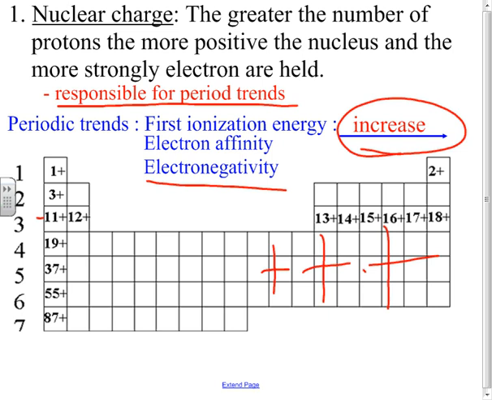Because of the greater positive charge, it makes it harder to remove the outermost electron, making the first ionization energy increase. It makes the electron drop more in energy level, and therefore that causes the electron affinity to increase, that greater negative change in energy, and elements are more likely to gain electrons when combining with other elements because of that increased positive pull on the nucleus. Note that the nuclear charge also increases down a group, but we say it is not responsible for group trends, only responsible for period trends because of shielding.